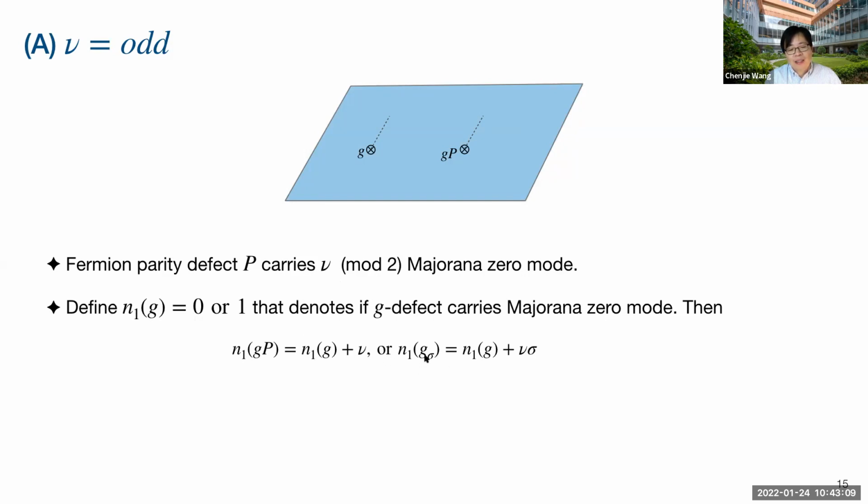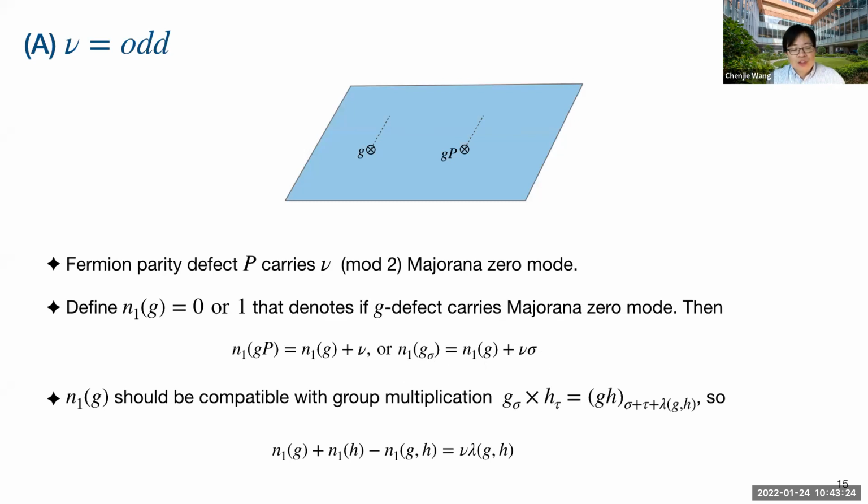Or more compactly, if I denote g_sigma, where sigma is 0 or 1, g_0 is simply g, and g_1 is g times P. We can write it in such a form. So N1(g) denotes whether this g defect carries a Majorana zero mode or not. But this Majorana zero mode should be compatible with group multiplication. If this g_sigma defect fuses with another h defect, it must come out according to the group multiplication law that I defined using this lambda.